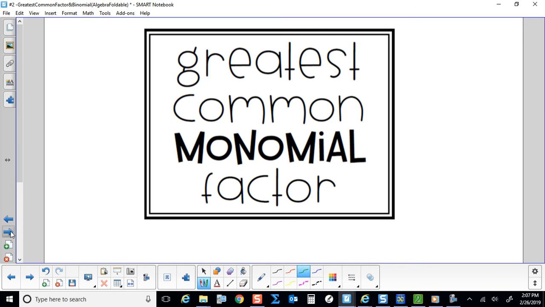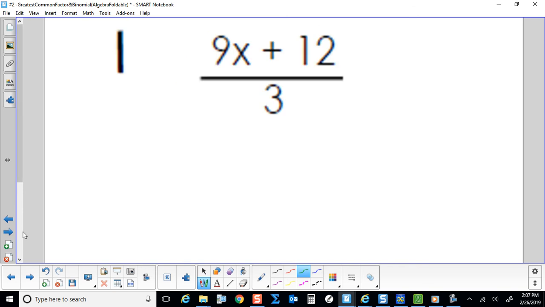So let's factor out some monomials. 9x plus 12 divided by 3. Really what that means is 9x divided by 3 plus 12 divided by 3. It's a shorthand form for this. But think of it, each term is going to be divided by 3. So that's going to leave me 3x plus 4.